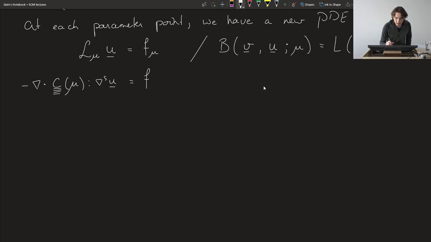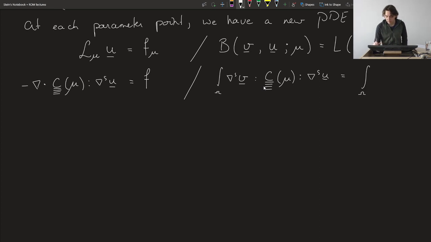Now, what is the equivalent bilinear form? Well, we talked about this a couple of times. This would be the integral of the symmetric gradient of our test function double contracted with our stiffness, which again is dependent on our choice of parameters, double contracted with the symmetric gradient of a solution, would be equal to the integral of some force with v. Okay, so this is in a rather general sense what a parametric partial differential equation would look like.